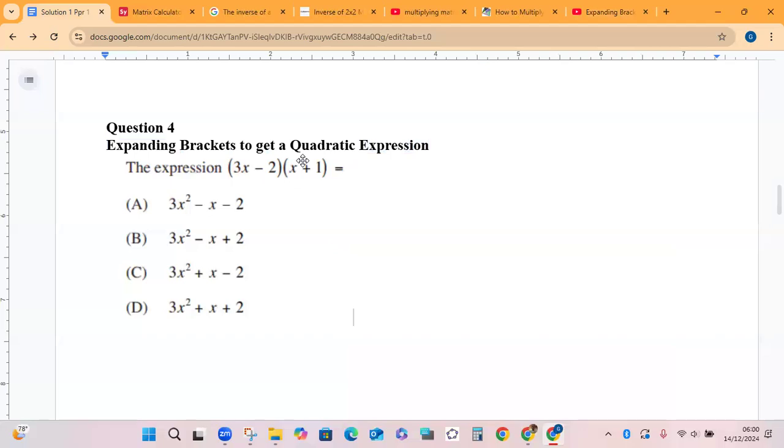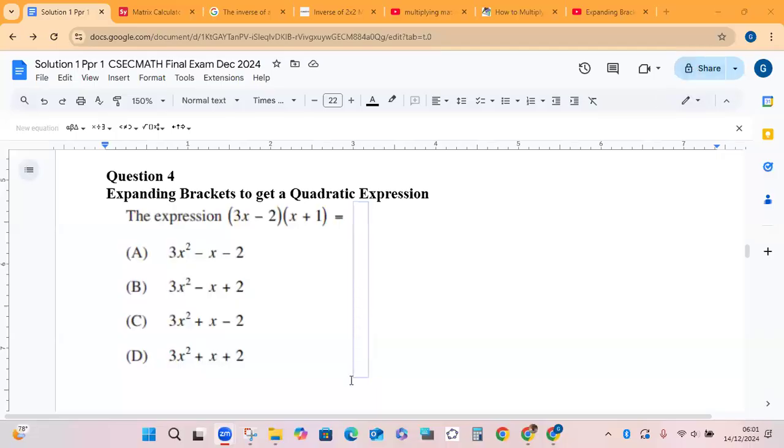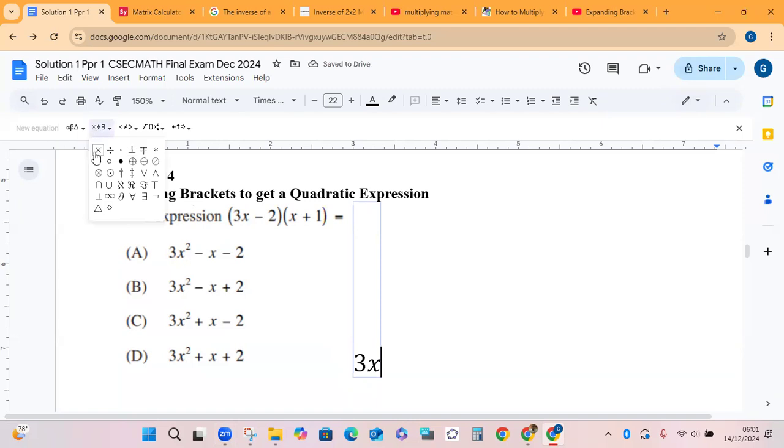Sometimes they call it the smiley method. You see the 3x multiplied to the 1. Imagine the 3x multiplied to 1. Imagine two cubes, another pair of cubes. Negative 2 multiplied to x, negative 2 multiplied to 1. So let us demonstrate how to do that. So you have 3x multiply to x.